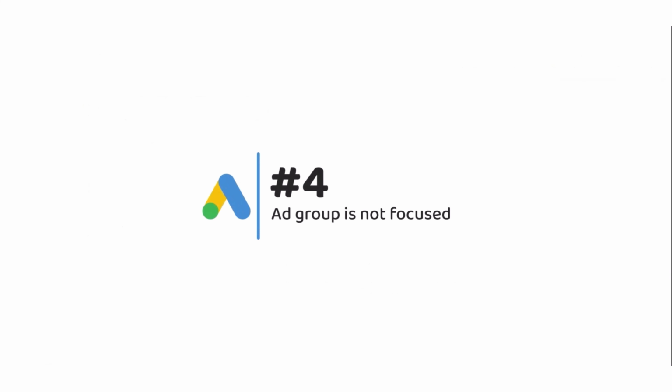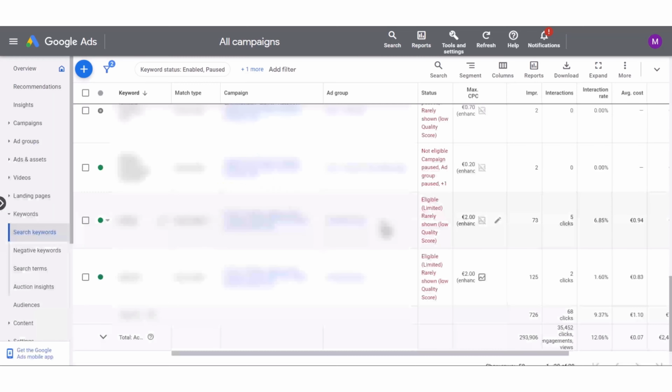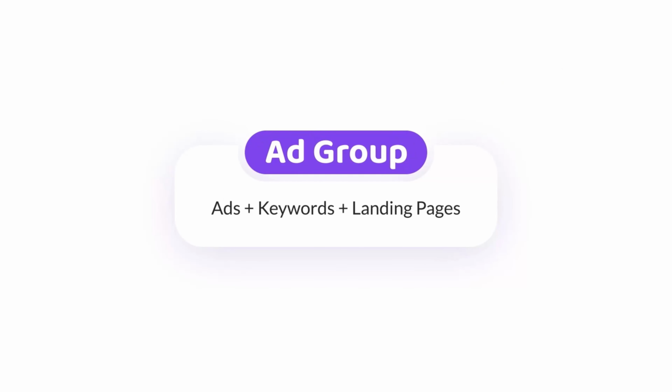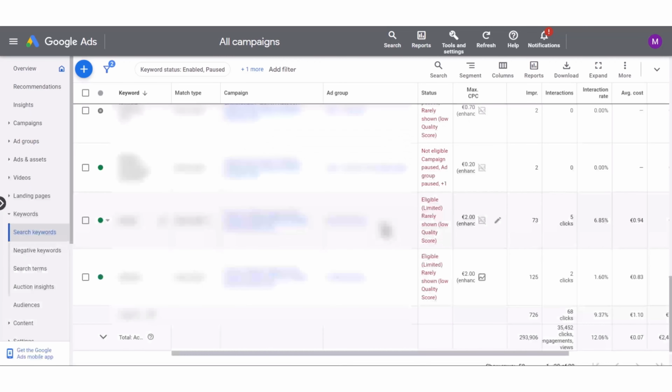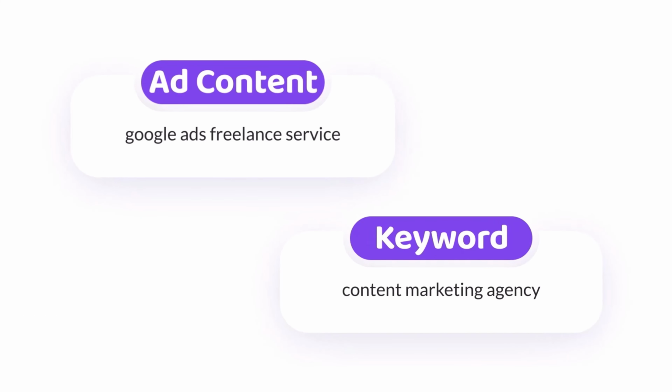The fourth problem that you might be facing might be that your ad groups are not focused. Ad groups consist of ads, keywords, and landing pages, and they are matched together to show content to users. Sometimes, ad content doesn't match the targeted keywords and results in low CTR. For example, the content is Google Ads Freelance Service, which is the content of your ads, while the keyword that you're targeting is Content Marketing Agency.